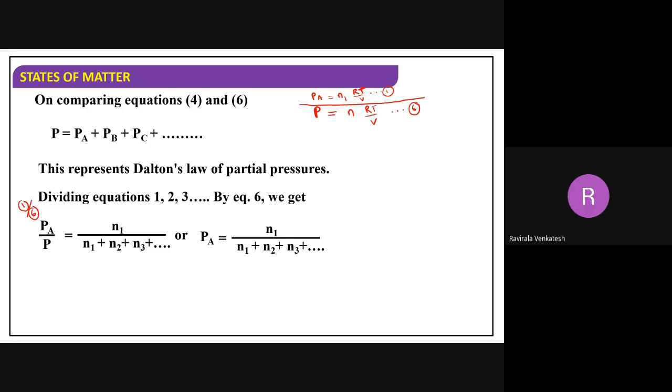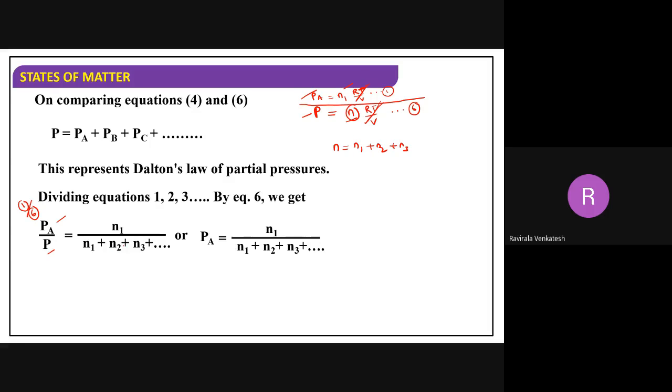1 by 6. Now RT by V, RT by V cancelled or not? Cancelled, beta. Correct? Now what is remaining, beta? PA by P total, PA by total pressure is equal to N1 by N. What is the meaning of N? N is equal to N1 plus N2 plus N3. Now, in the place of N, I am taking N1 plus N2 plus N3 here.